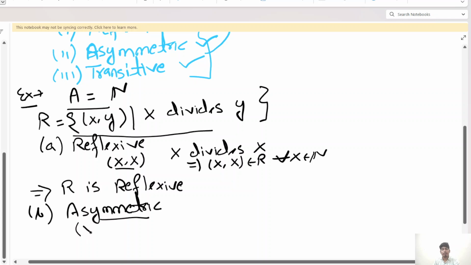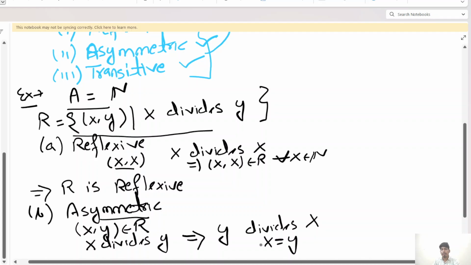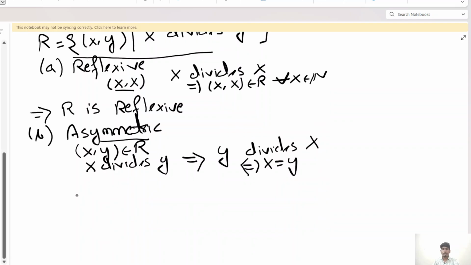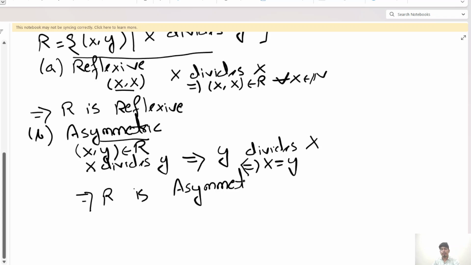Antisymmetric means if (x, y) belongs to R, then x divides y, and (y, x) belongs to R means y divides x, which implies x is equal to y. So R is antisymmetric. Okay. And what is the third one? Transitive.